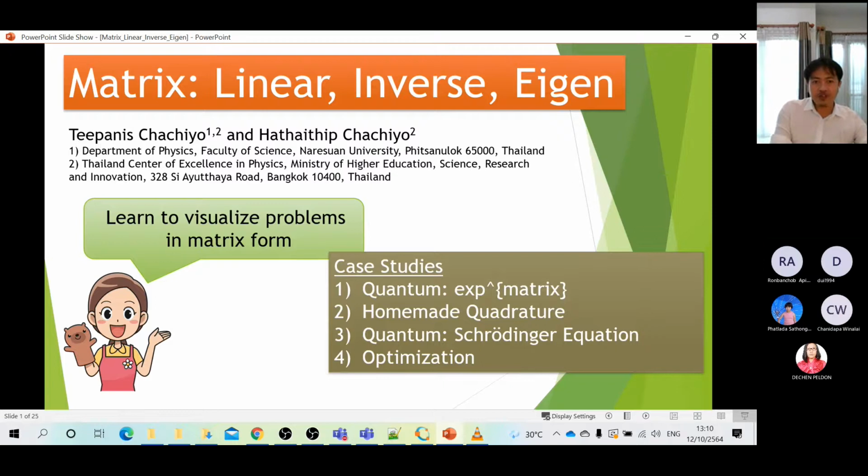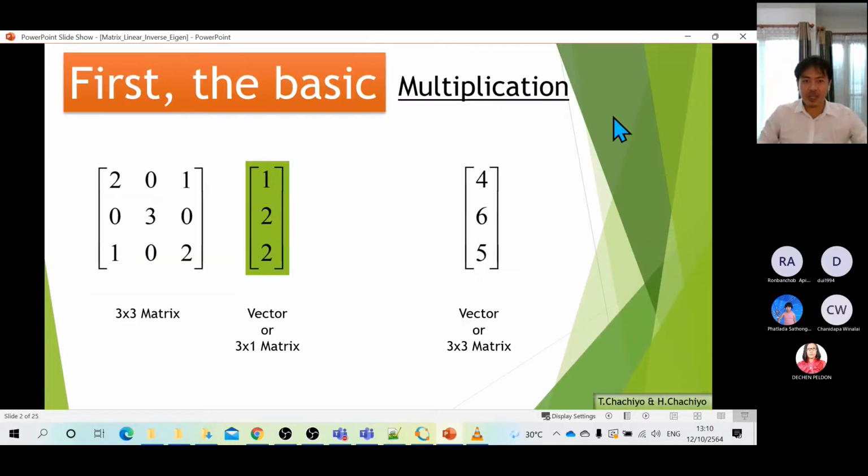Let's get on with the next case study: quantum mechanics, the exponential function of a matrix. Before we go on with that, let's go back to the basics of matrix multiplication. Suppose we have a matrix like on the left here, a very simple 3 by 3 matrix, and we want to multiply a vector, in this case you can call it a 3 by 1 matrix, this green vector, to the matrix.